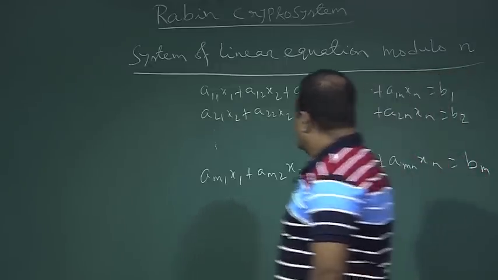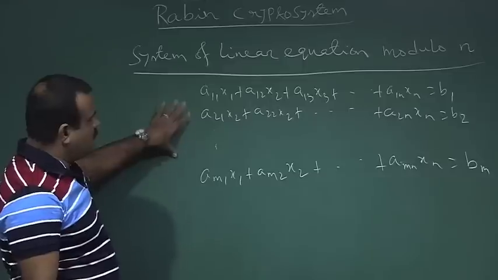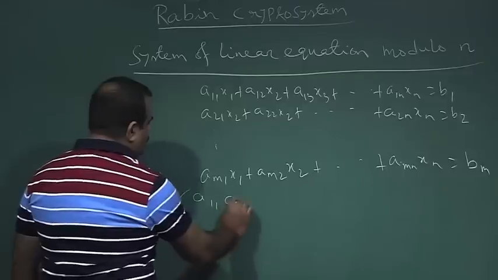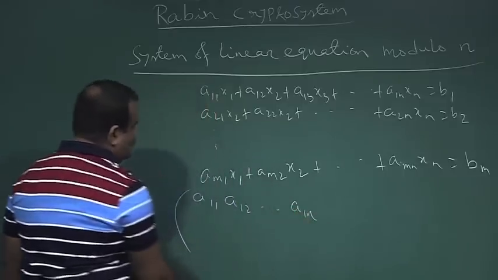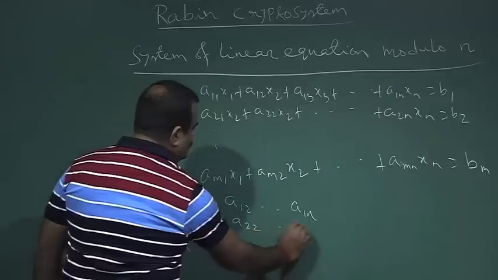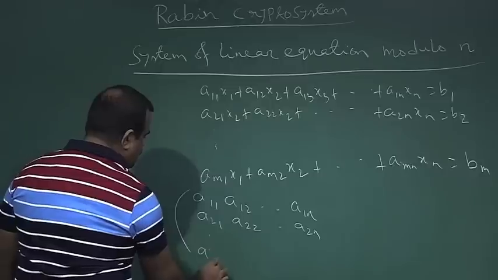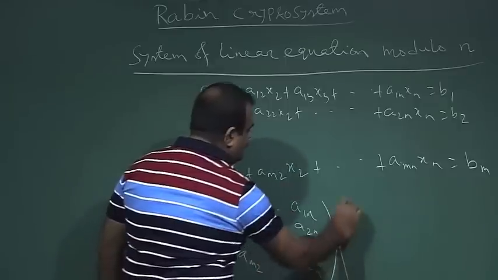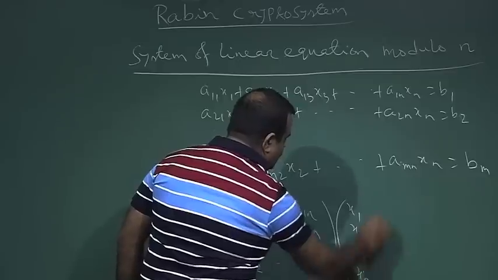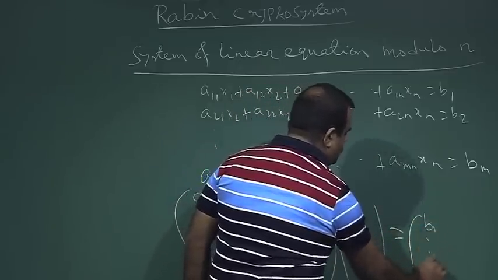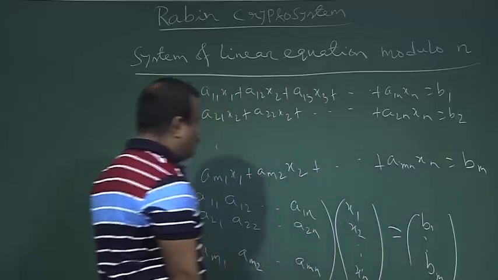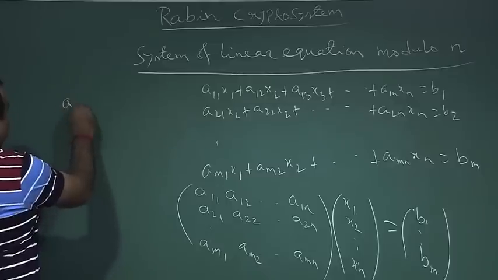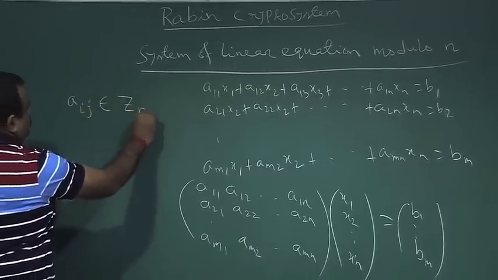am1 x1 plus am2 x2 plus up to amn xn equal to bm. So, this is a system of equations, there are m equations and n unknowns. This we can write in the matrix form, as you know: the matrix with entries a11, a12, up to a1n, a21, a22, a2n, up to am1, am2, amn, then the x vector, and correspondingly the b vector. This is modulo n, meaning each aij is coming from Z_n.